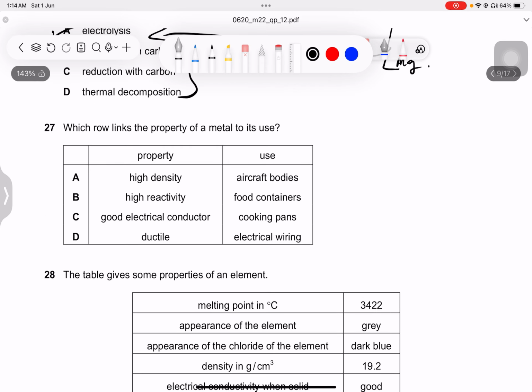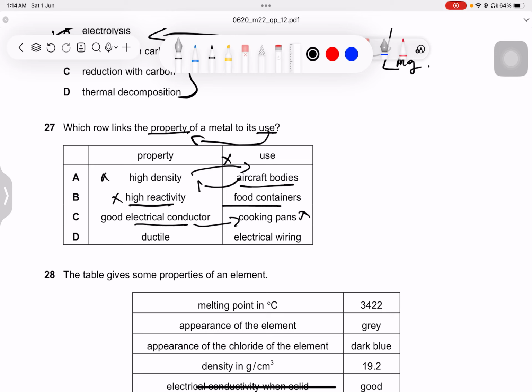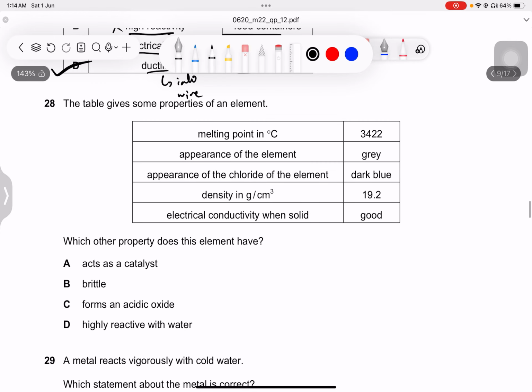Next, which row links the property of a metal to its use? So the property should be correct and the use should be linked. High density is a property, but it's not linked with this. Aircraft bodies require low density, so wrong. High reactivity, food containers, no link. Good electrical conductor, cooking pan, no link. Ductile means can be made into wire. So yes, electrical wiring.